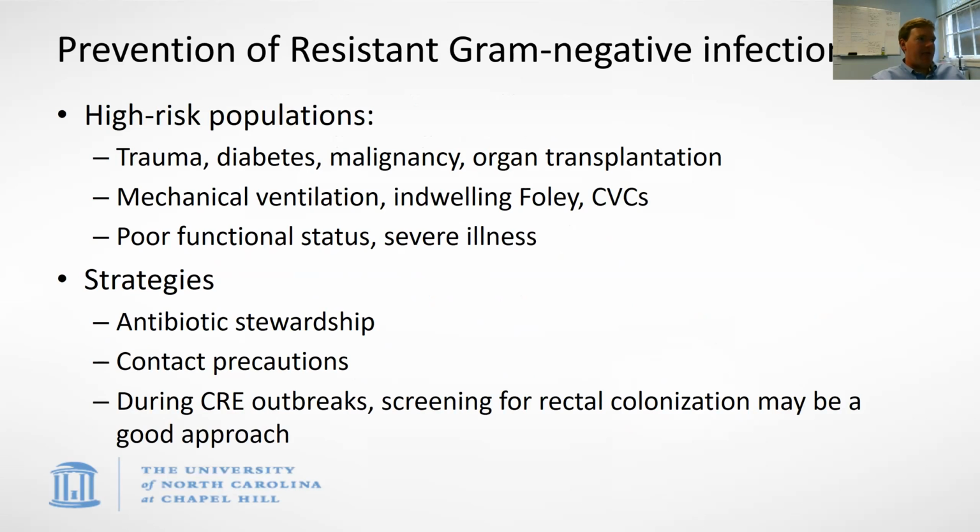So how do we prevent resistant gram-negative infections? First, know who our high-risk populations are: trauma, diabetes, malignancy, organ transplantation. LDAs, so mechanical ventilation, indwelling Foley, central venous catheters, and poor functional status and severe illness.